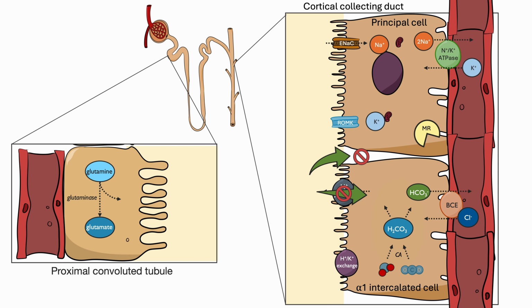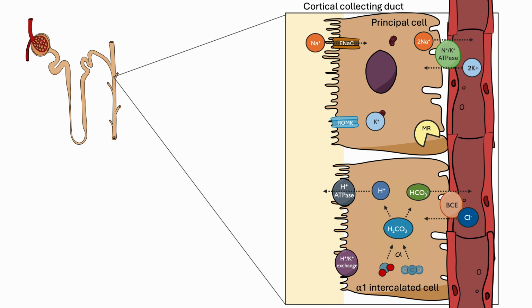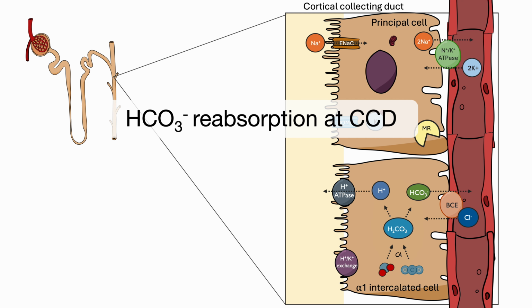Breakdown in any one of these processes may result in a non-anion gap metabolic acidosis, also known as NAGMA, and more specifically, a distal renal tubular acidosis, or RTA. An important point to make is that the cortical collecting duct is also capable of bicarbonate reabsorption.